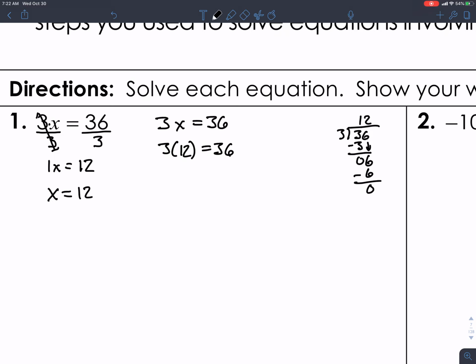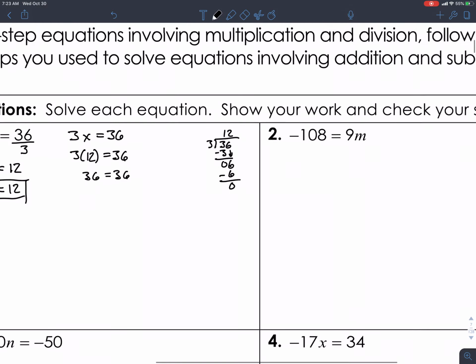I'm not done. What I'm doing is comparing the two sides of the equation. What's on the left needs to equal what's on the right. So I've got to carry through on my calculations here. 3 times 12 is 36. Okay, cool. I got 36 on both sides. If I got 36 on both sides, that means my answer works. The calculations worked out. Okay? Let's go over here and do another one.